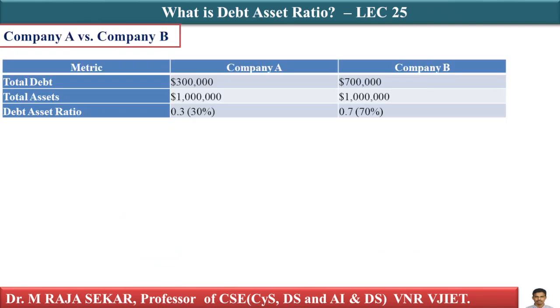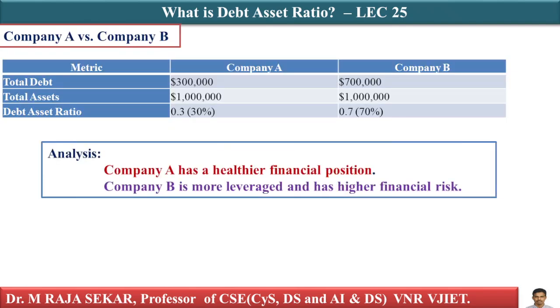Let me take another example. I'm taking company A and company B. I'm applying the same formula for company A and company B. Company A's debt to asset ratio is 0.3 or 30%. For company B, it's 0.7 or 70%.